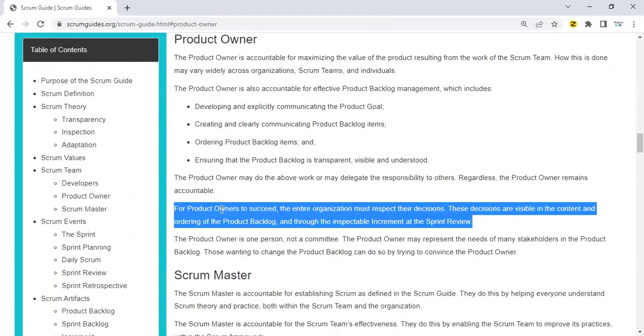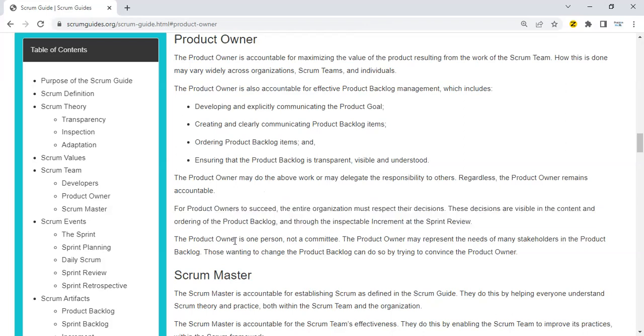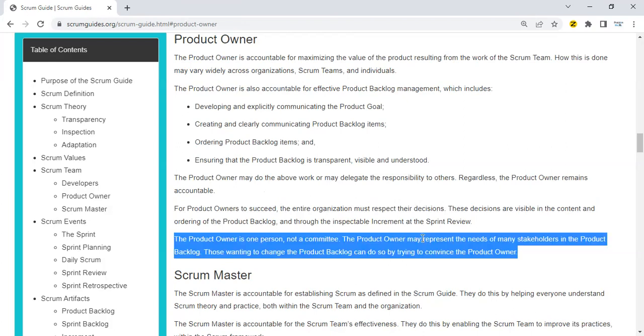For product owners to succeed, the entire organization should respect their decisions. This is someone that carries a lot of clout, a lot of respect. And it's one person, it's not a committee. The product owner may represent the needs of many stakeholders in the product backlog. Those wanting to change the product backlog can do so by trying to convince the product owner. Now, that's at a sufficient level to understand what the product owner does. But to take it to the next level is understand the Scrum Master and the product owner interactions.